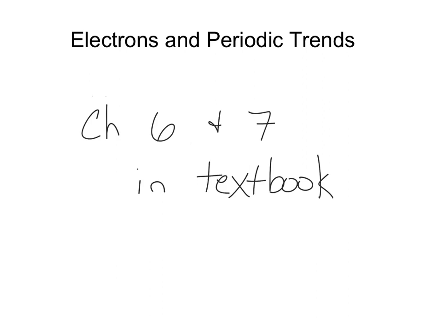Hey everybody, this video lesson is going to cover the introductory notes for Unit 2, the electrons and the periodic trends. The chapters in the book that are covered are Chapter 6 and Chapter 7 in the textbook. This introductory video lesson is going to cover about 15 slides, so buckle up.